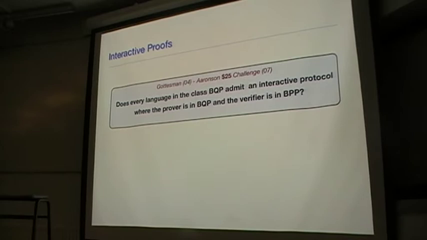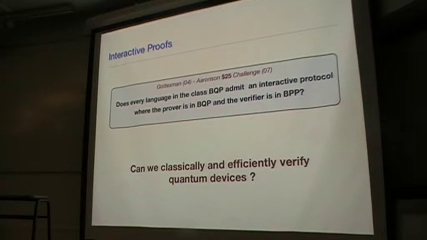This question can be precisely formalized in the setting of computer science with something called an interactive proof system. Daniel Gottesman in 2004, and then Aaronson and Vazirani, raised this question in a very precise computer science language: does any language in the class BQP, meaning any problem that a quantum computer can efficiently solve in polynomial time, admit an interactive proof system, with a prover and a verifier, such that the verifier is classical and bounded to polynomial time computation? Translated, can we classically and efficiently verify quantum devices?